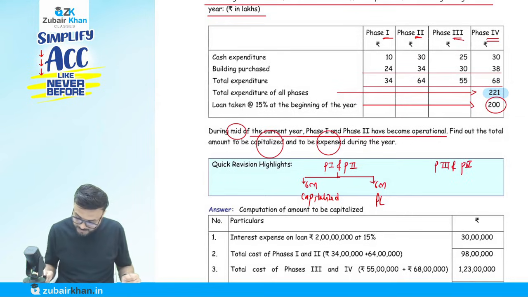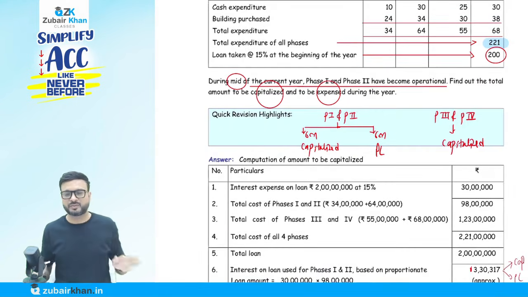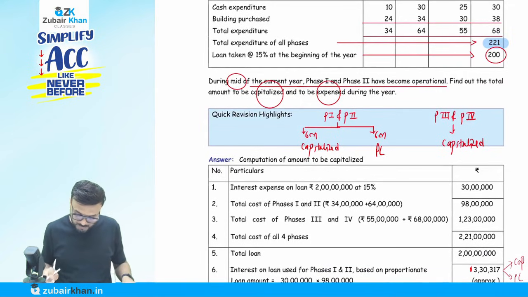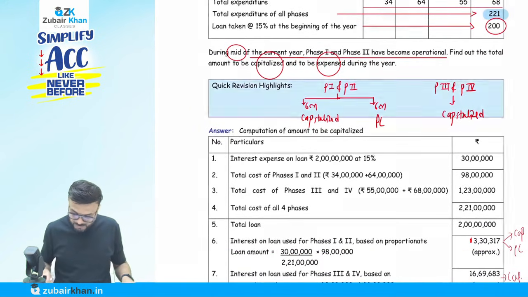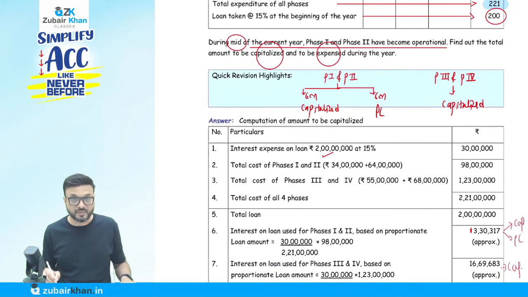For phase 3 and phase 4, what is going to happen here now? The interest on this will be capitalized. The reason is that phase 3 and 4 are not yet completed. Okay, so we have to bifurcate the amount. So understand it. What is the total interest expense? That is 200 lakhs, means 2 crore. So on 2 crore the rate of interest is given 15%. This is the total amount of interest here.